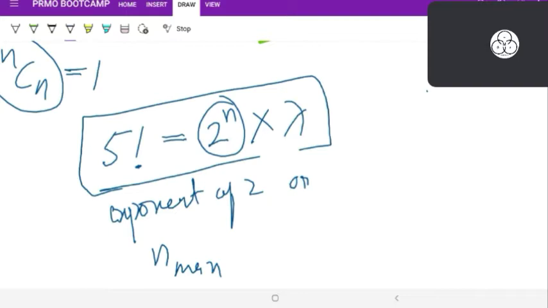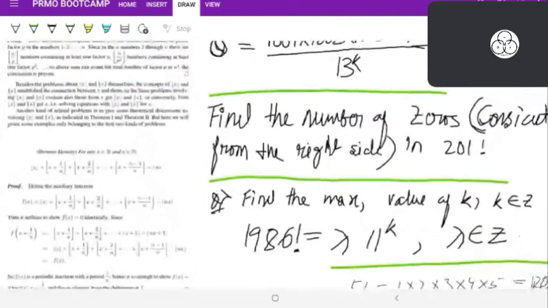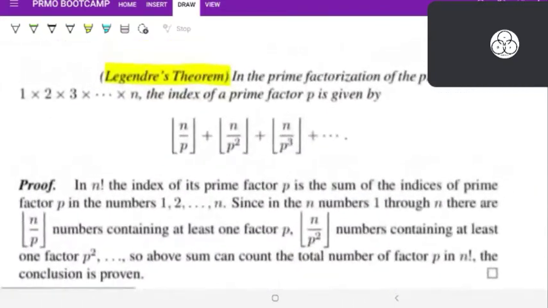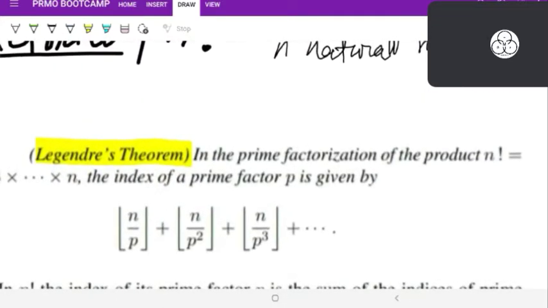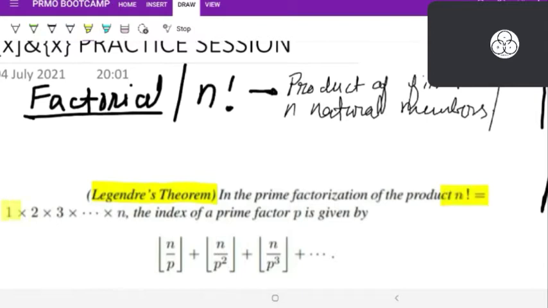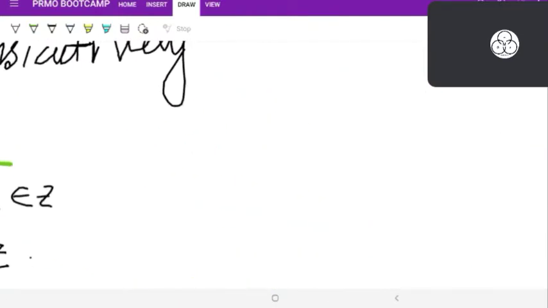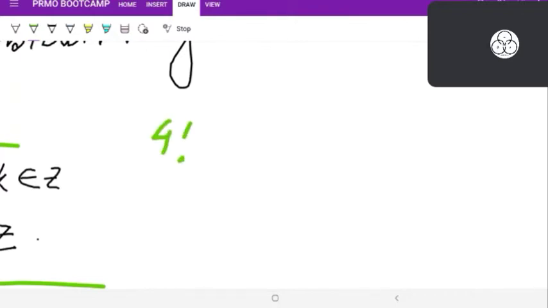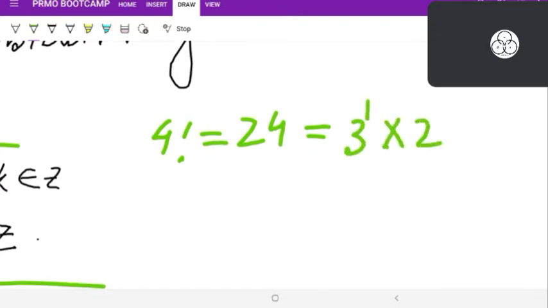How can we find it? For this we use Legendre's theorem. Let's read what this Legendre's theorem is. In the prime factorization of the product of first n natural numbers, the index of prime factor p, index meaning exponent. Say for example, in the prime factorization of the number 4 factorial, which equals 24, that is 3 into 8, that is 3 to the power 1 into 2 to the power 3. By the word index, we mean this exponent.